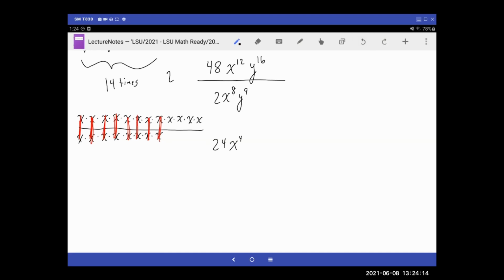Okay, let's use that rule to simplify y. 16 minus 9 is just 7. So there we go. We have 24 x to the 4th, y to the 7th.